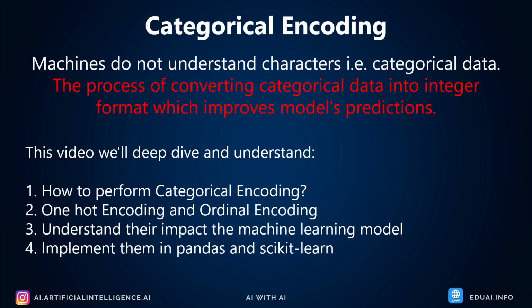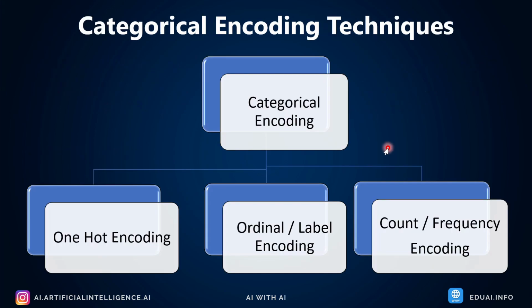First, let's understand different categorical encoding techniques and what their types are and what each type means here. As you see in the diagram, we have mainly 3 types in categorical encoding. First one is the one-hot encoding, also called nominal encoding. Then the second type is ordinal or label encoding. And the third type that we have is count or frequency encoding. What does each type mean?